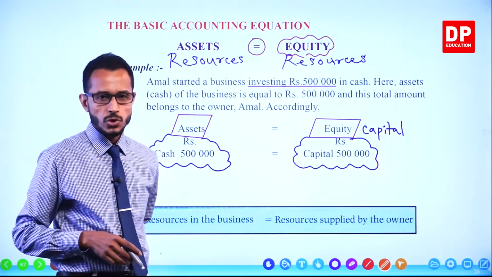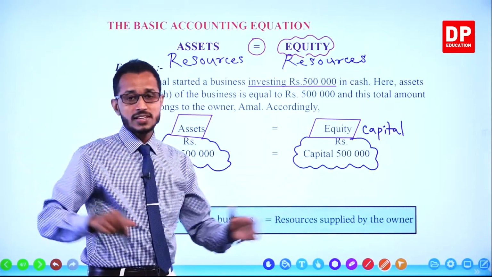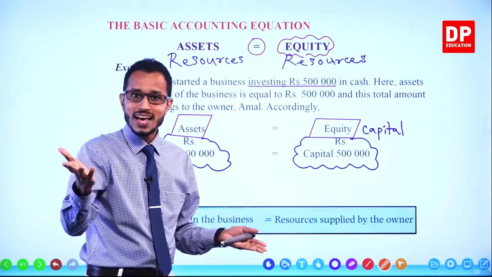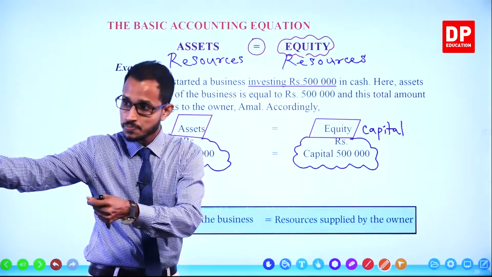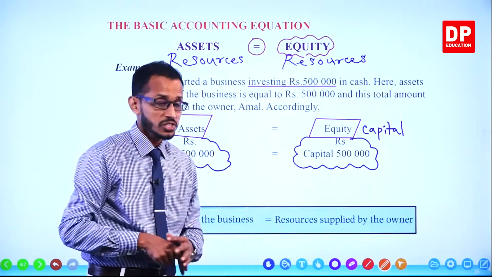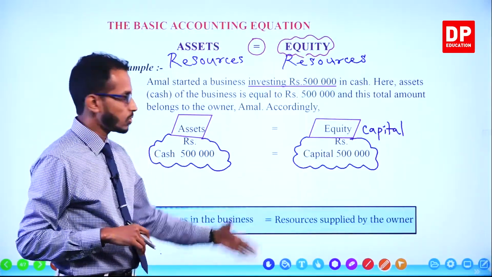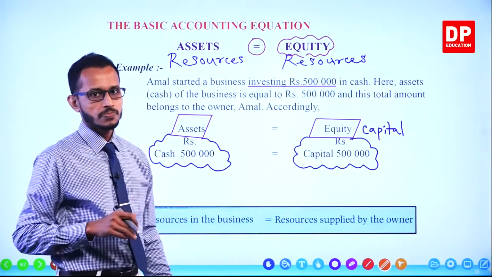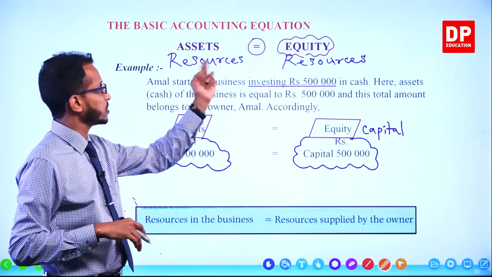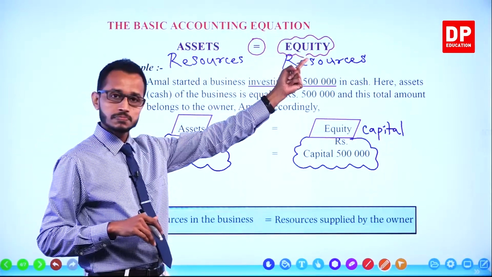Take that point to your heads, children. Only in a business which has no external liabilities, or when the owner has not borrowed money from external parties for the business, only in that situation is this equation possible, or can this equation be used. So what is the most basic equation, children? The simplest version: assets equals equity.